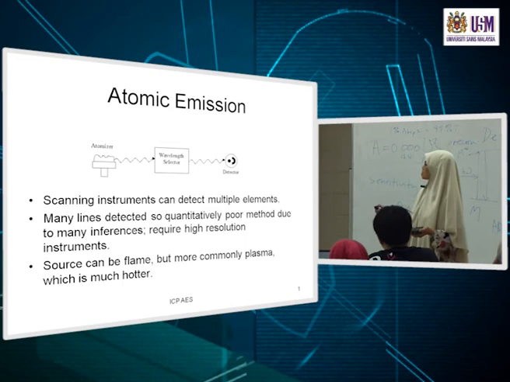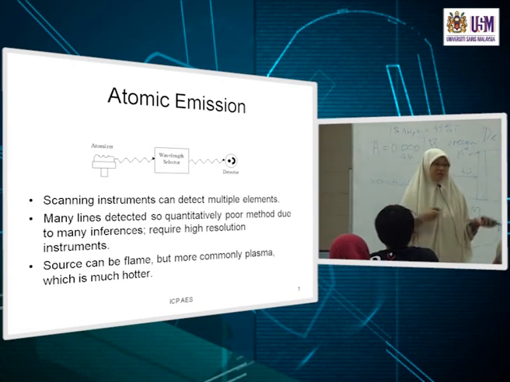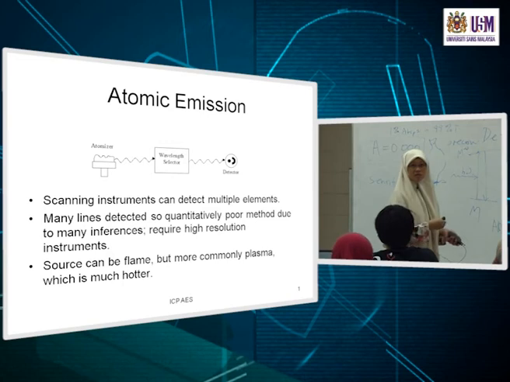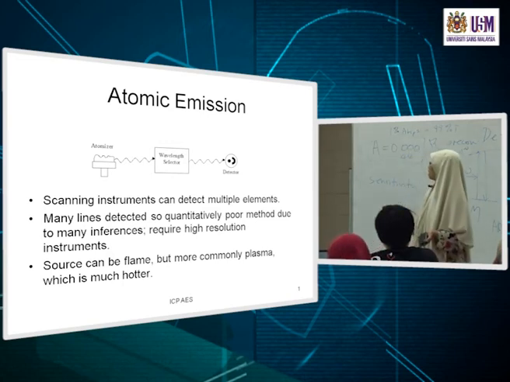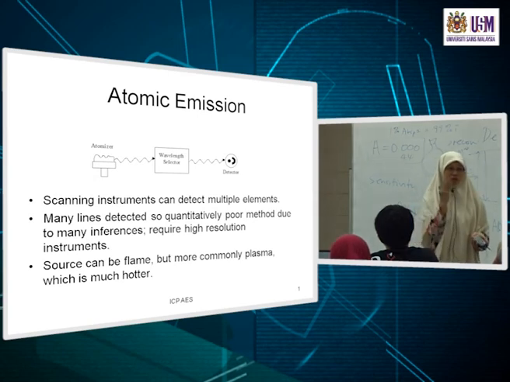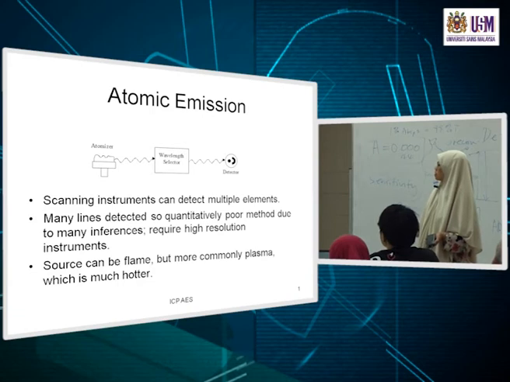And then you have a wavelength selector. Why do you need a wavelength selector? Because your sample contains many, many elements that may all be excited and give out their characteristic radiation. But at any one time, you want to only look at one element. So you want to look at one wavelength. So you need a wavelength selector. And of course, your detector.